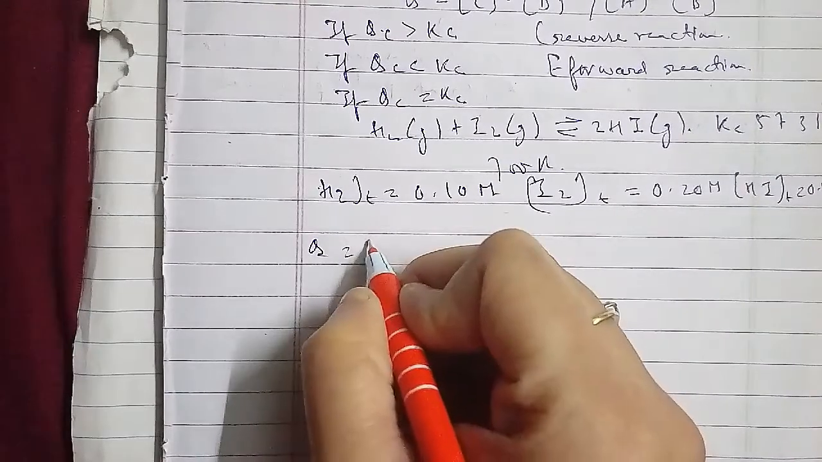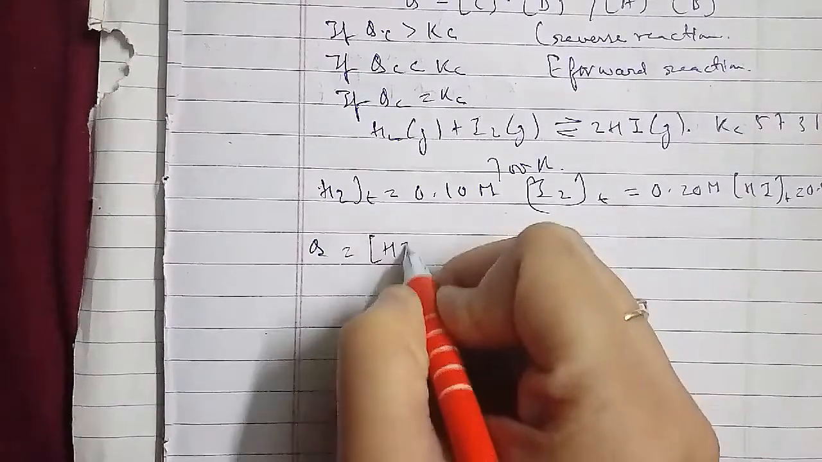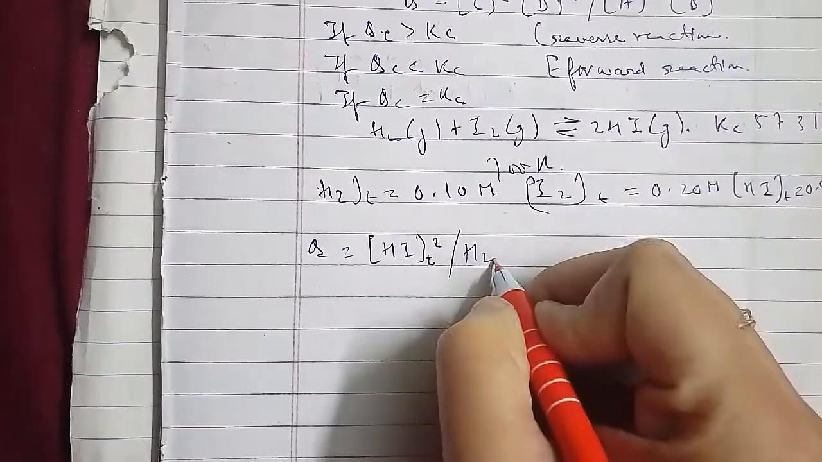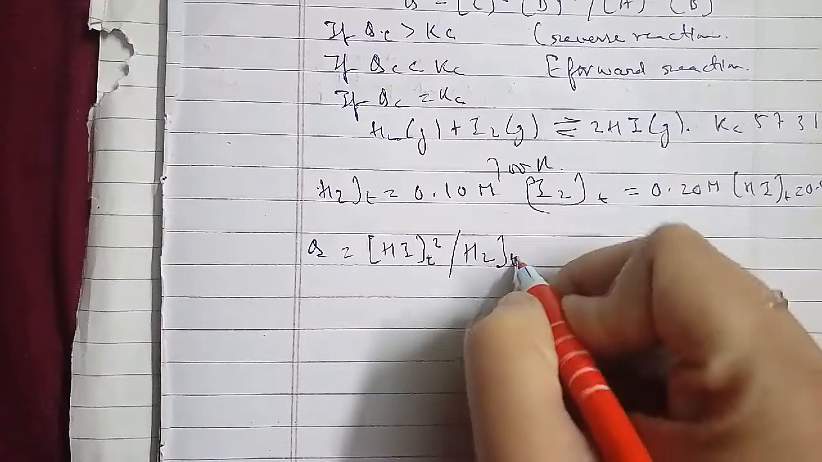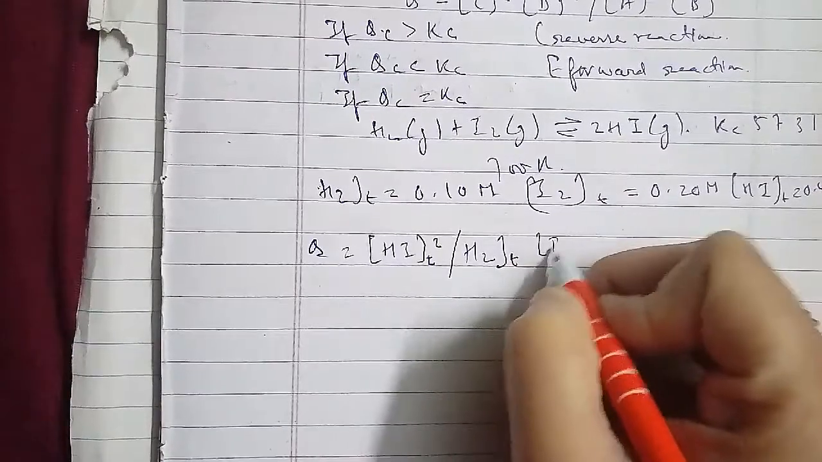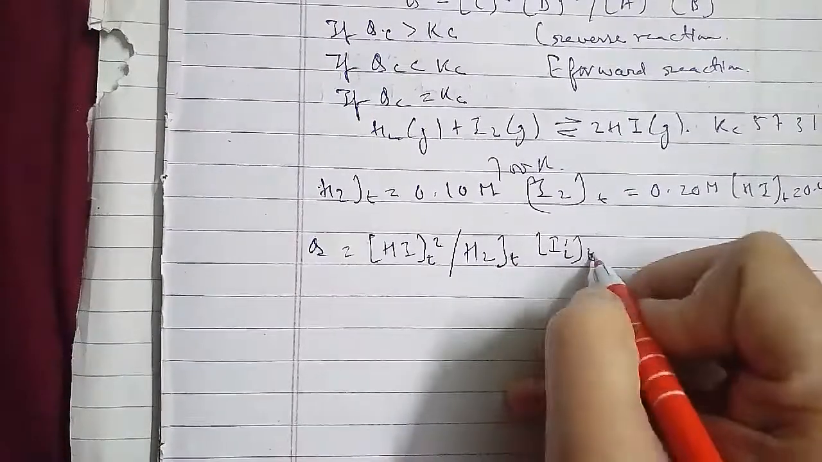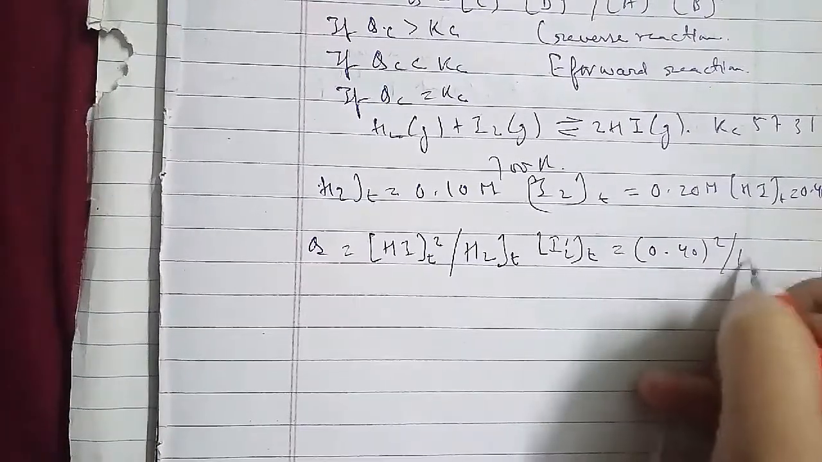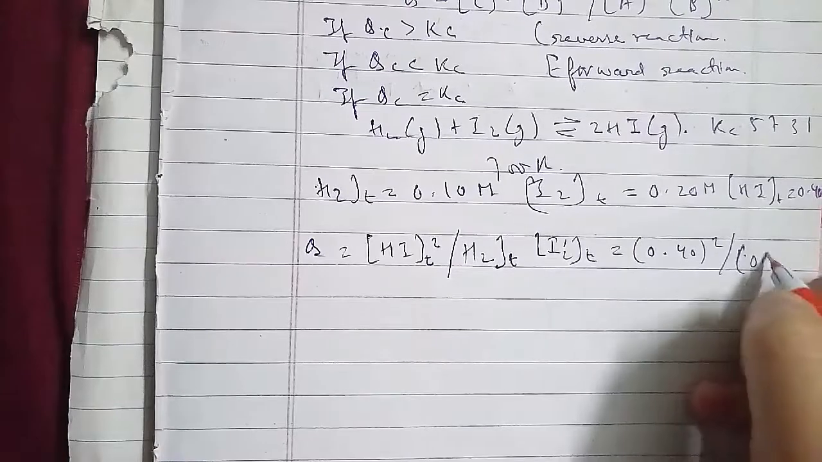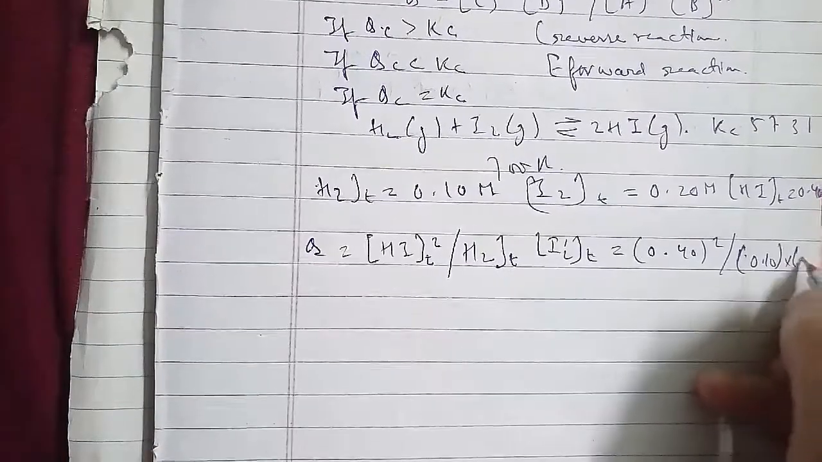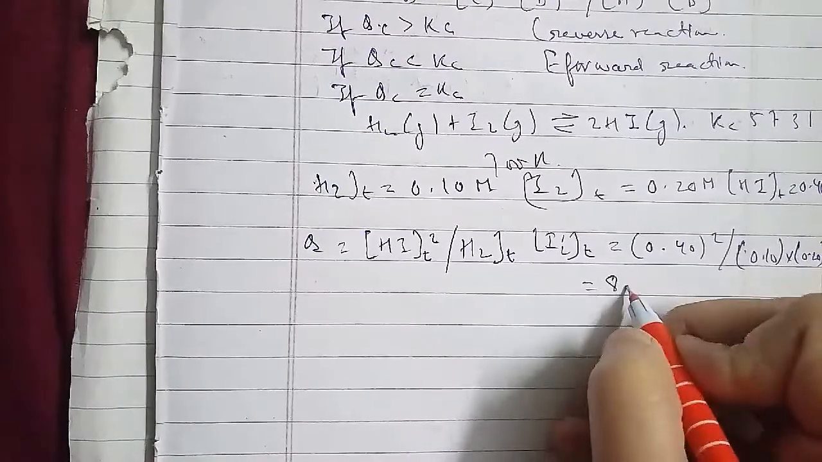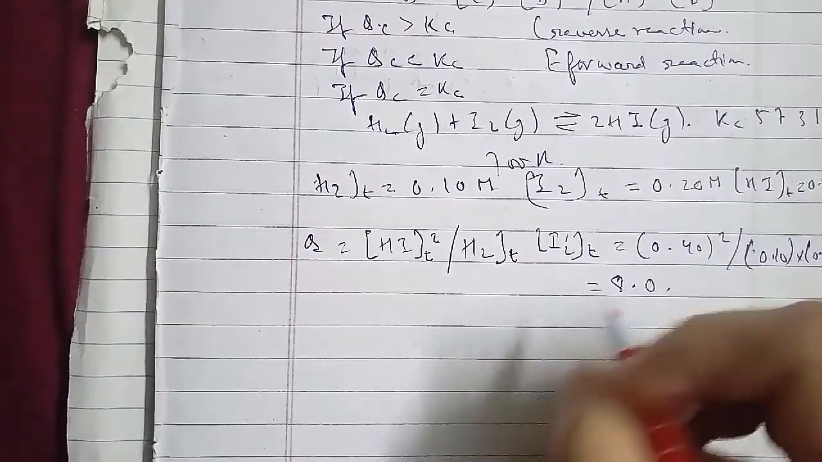Now in this case Q does not equal K, which is 57.0, so the mixture of H2, I2 and HI is not at equilibrium. More H2 and I2 will react to form more HI, and their concentrations will decrease till Qc equals Kc. The reaction quotient is useful in predicting the direction of the reaction by comparing the values of Qc and Kc.